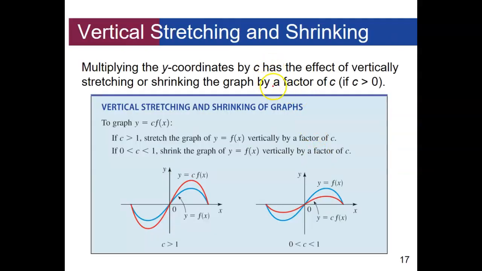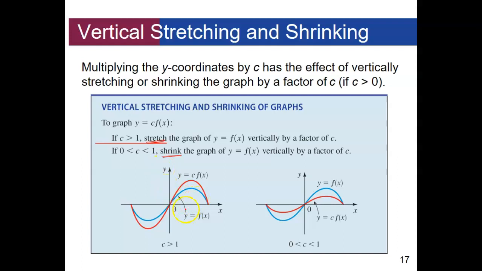Okay, vertical stretches and shrinks. Anytime we have a function and we multiply it by some kind of factor, if the factor is greater than 1, then we're going to have a stretch. If the factor is between 0 and 1, we're going to have a shrink. One reason we don't look at negatives is because we just looked at what a negative does. A negative will reflect it in the x-axis.